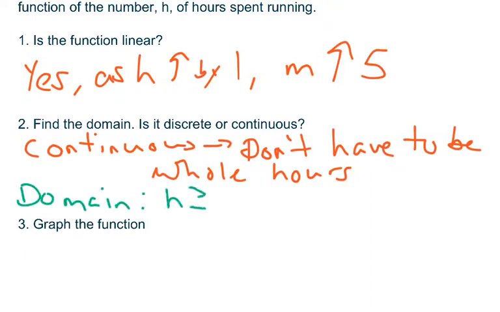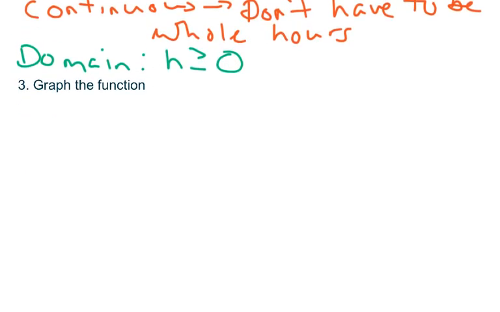is h is greater than or equal to 0. The smallest amount of time spent running would be 0 hours, and then you can have anything more than that. Are you going to run for 40 hours? Probably not, but you could. So that's why we have to say h is greater than or equal to 0. And then step number 3, graph the function.